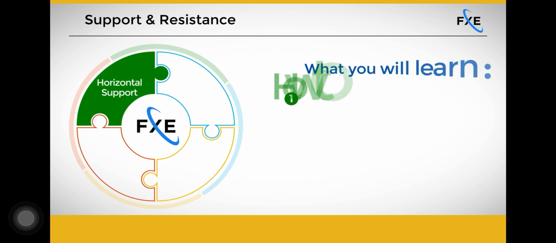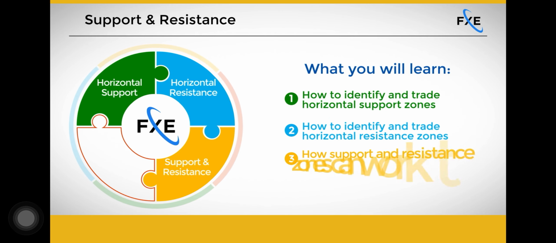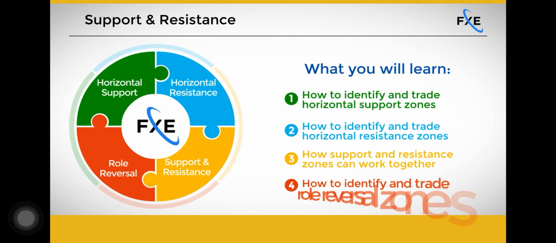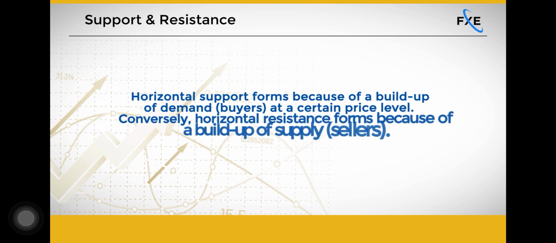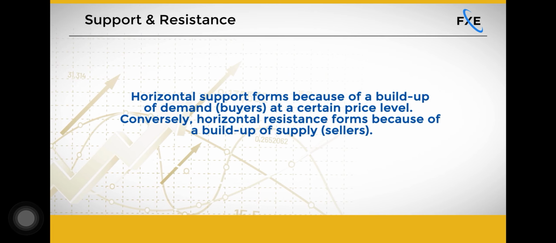In this lesson, you will learn how to identify and trade horizontal support, how to identify and trade horizontal resistance, how support and resistance can work together, and how to identify and trade role reversal zones. Horizontal support forms because of a buildup of demand, also known as a buyer level, at a certain price. Conversely, horizontal resistance forms because of a buildup of supply, also known as a seller level.